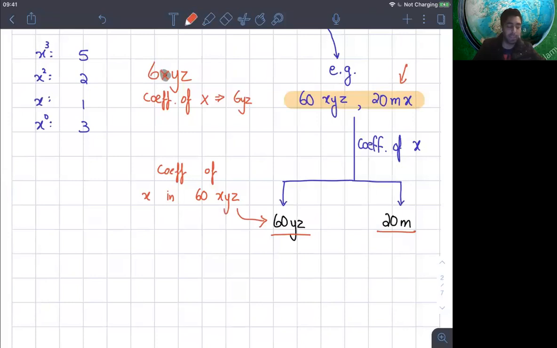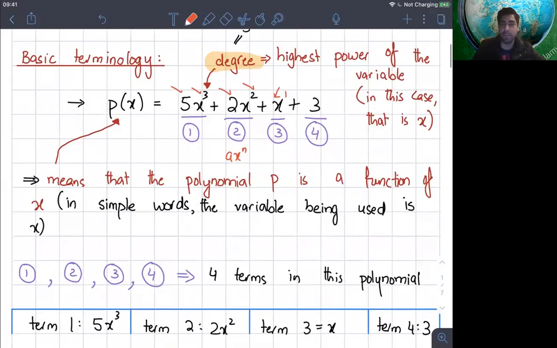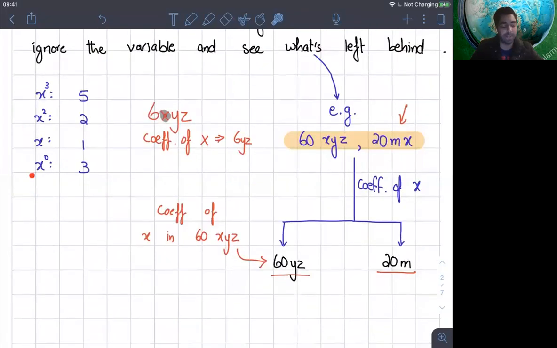And the polynomial that we wrote above, right here, the coefficient of x cubed is 5, the coefficient of x squared is 2, the coefficient of x is 1, and the coefficient of the constant term is just 3. And basically that's what I've written down here. Now you have to realize that the final term only has a 3 in it.